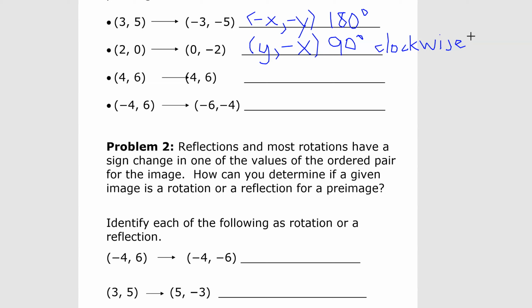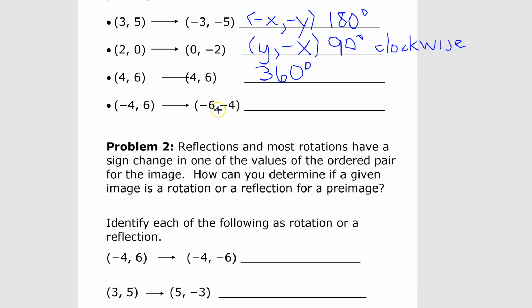Okay, the next point, 4, 6, changing to 4, 6, I bet you can guess what that is. That's a 360-degree rotation. You've just taken that point all the way around the coordinate grid to make a complete circle. Okay, then we have the point -4, 6.